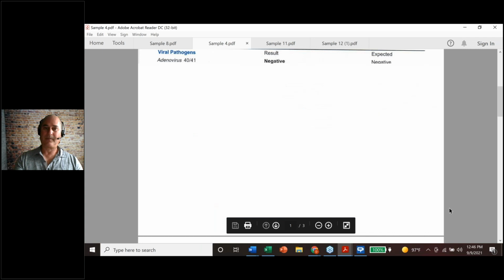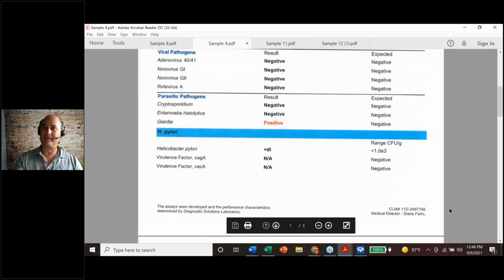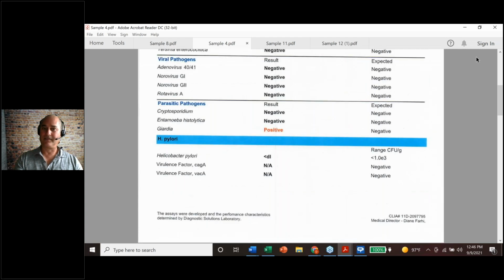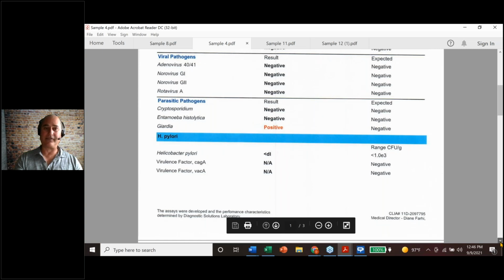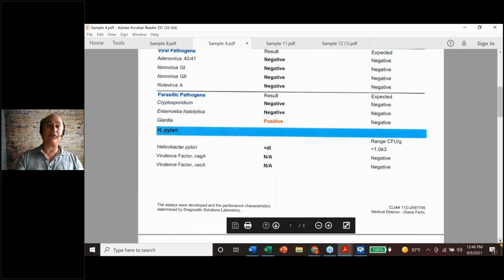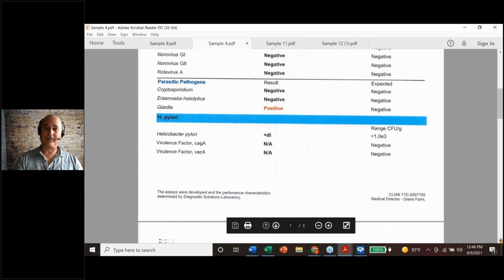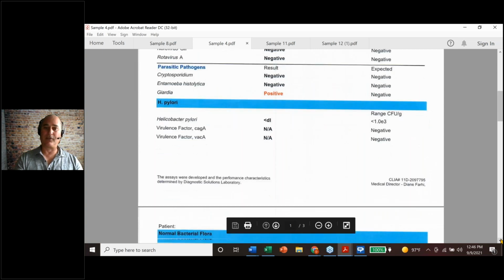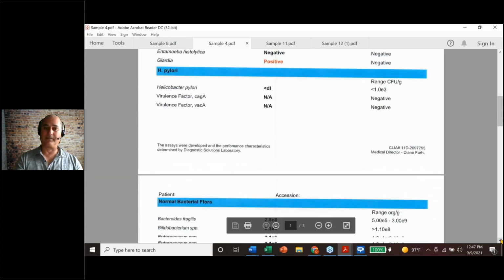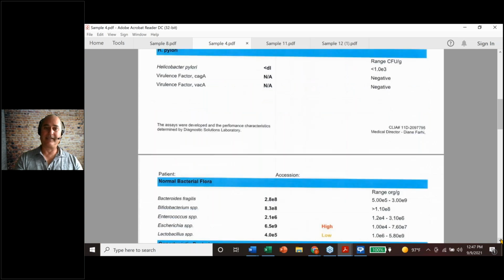And let's see. Oh, here it is. So this pagination is a little different. But anyways, H. pylori is negative. Okay, but now second, we look for parasites. Giardia is positive in this case. So what would we treat first? Giardia would be first. As well, if H. pylori isn't normal, then we're going to treat parasites next.